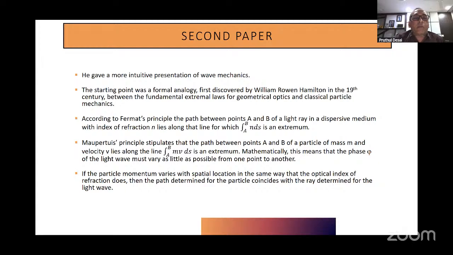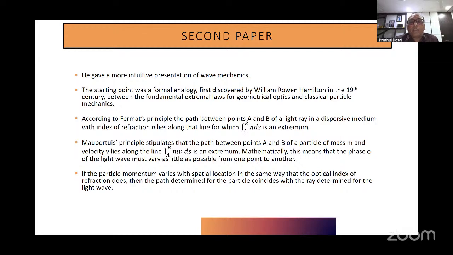What are these extremal laws? We know Fermat's principle: the path between points A and B of a light ray in a dispersive medium with index of refraction n, the integral from A to B of n ds, is an extremum. Similarly, Maupertuis' principle stipulates that the path between points A and B of a particle of mass m and velocity v, so this is for classical mechanics, lies along the line A to B, the integral of mv ds. That integration is also an extremum.